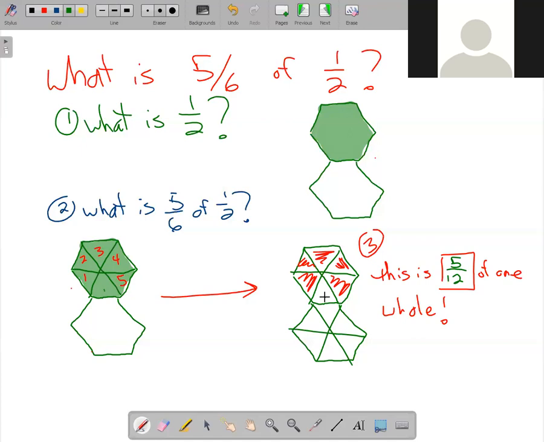Then you want to do this again for what is 1/4 of 2/3, and then comes the square cake part.